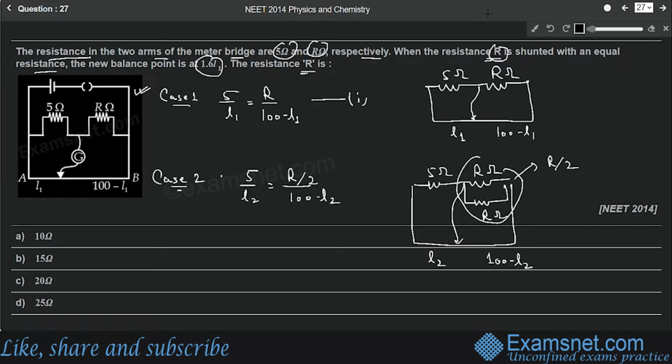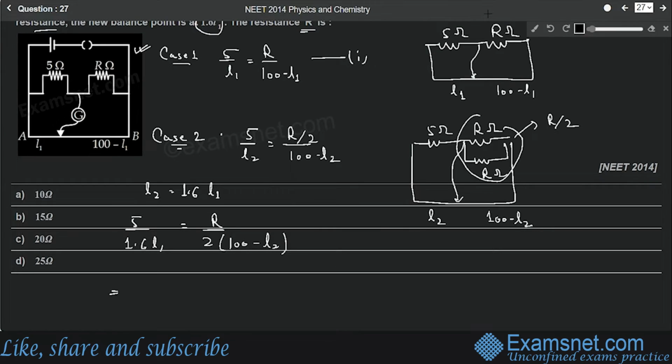And it is given that the new balance point, that means L2, is equal to 1.6 L1. Okay, so let's put this value here. 5 by L2, that means 5 by 1.6 L1 equals R by 2 upon 100 minus L2. Okay, so let's further solve it. It will be 5 by L1 equals, 1.6 will move here, so 1.6 R by 2 upon 100 minus L2. So 1.6 by 2 is 0.8, so 0.8 R by 100 minus L2. Okay, so let's write it as equation number 2.